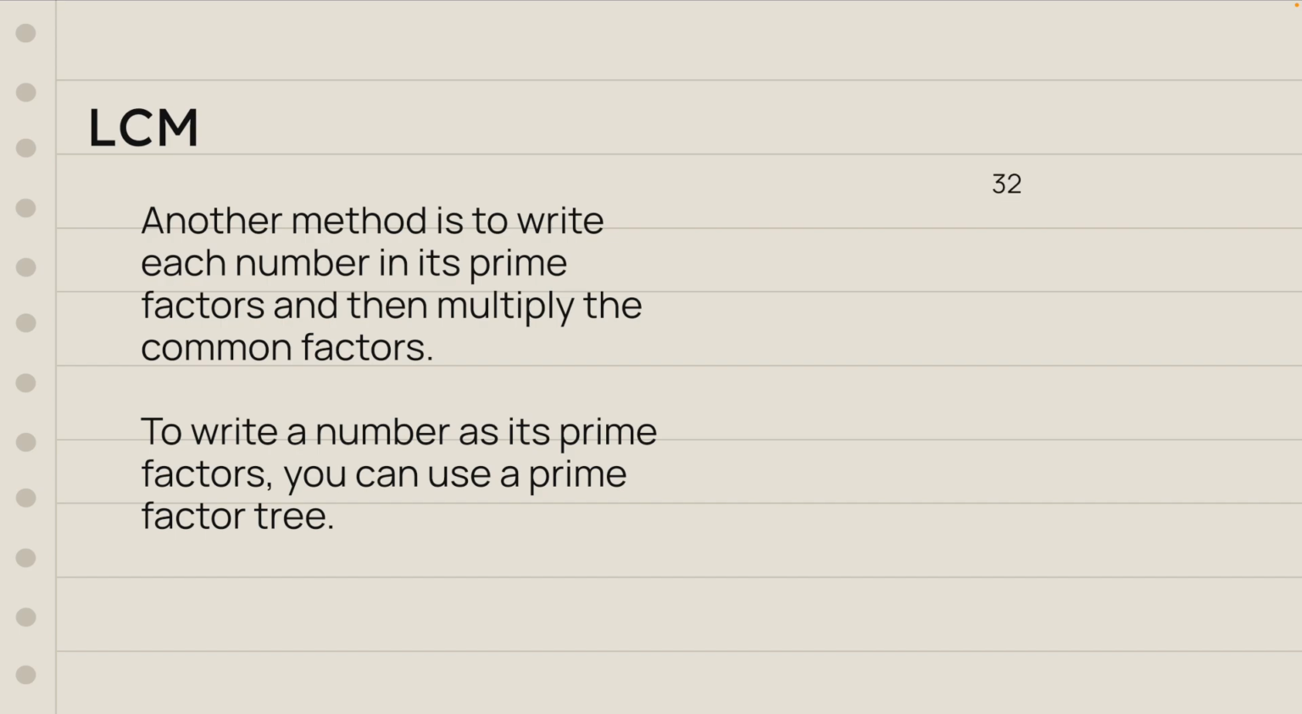So for example, if I wanted to write 32 as its prime factors, I'm going to think of two numbers that when multiplied together get 32. So for example, I can choose 4 and 8. 4 times 8 is 32. I'm then going to look at each of those numbers and break them down by two numbers that multiply to get them. So 8 can be broken down into 4 times 2. And 4 can be broken down into 2 times 2.